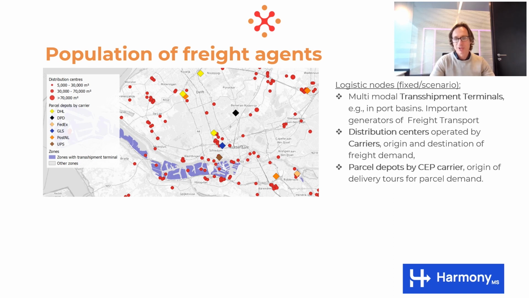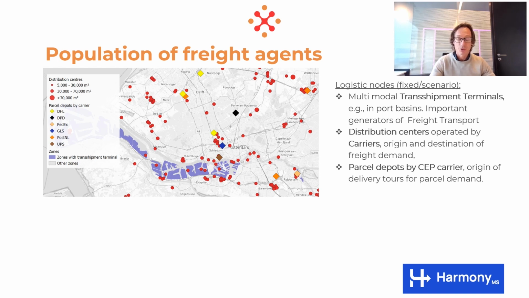First of all, in purple, we see the locations of all the multimodal transshipment terminals. In red, we see the locations of distribution centers for the handling of all kinds of commodity flows. And then finally, we also have indicated the locations of the depots of the different parcel carriers in the study area. Since these freight agents are very important for the generation of freight traffic, we use the known position of all these agents from public sources.